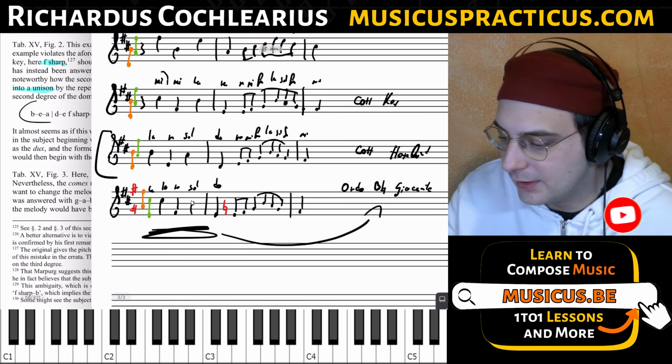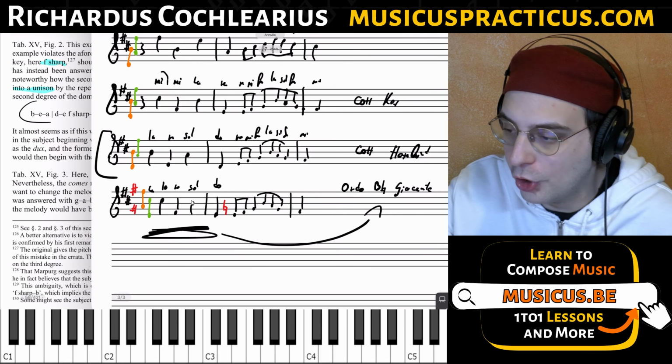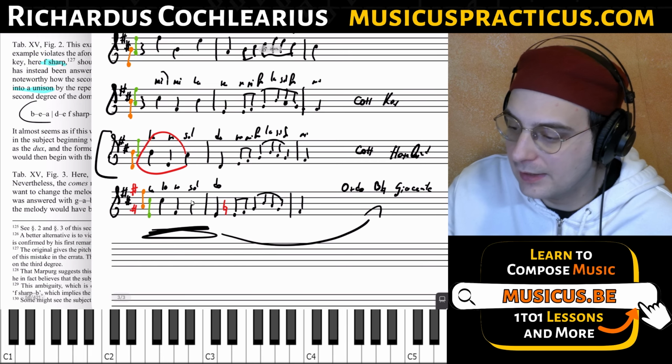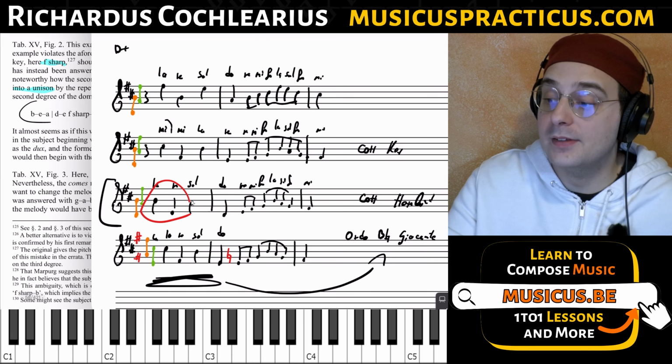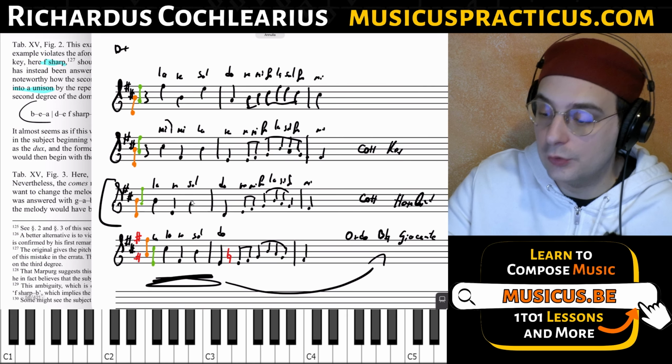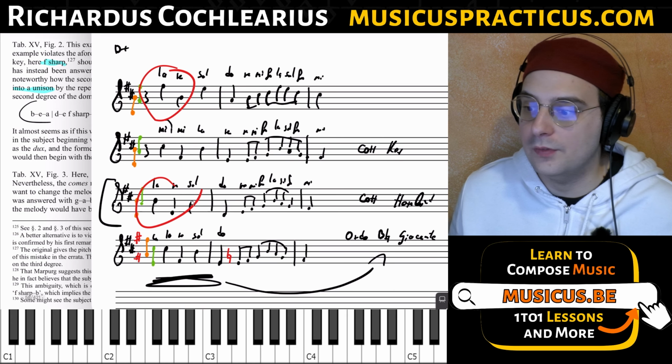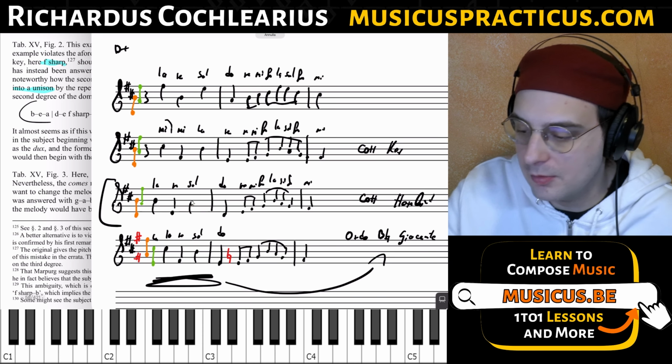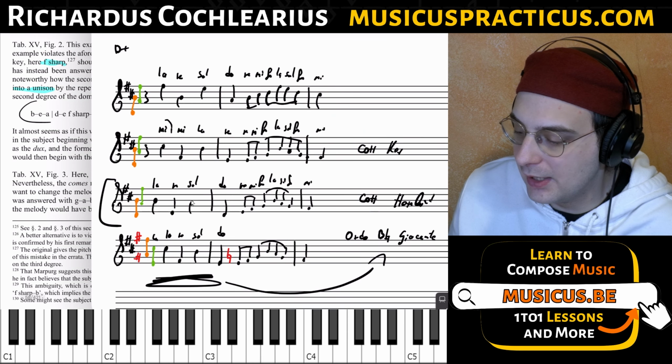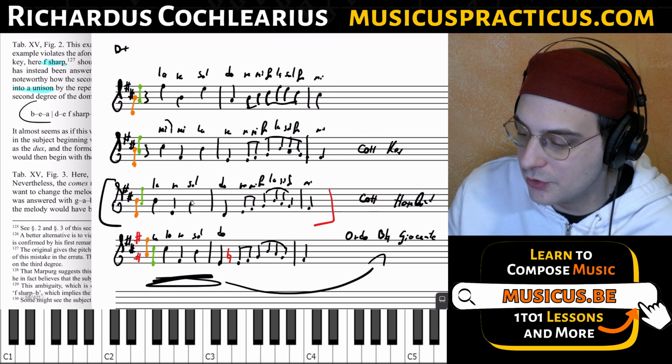So it's saying that in that case this could be the comes starting on the 6th degree and then the answer at the dux. So the dux and the comes then starting on the 5th degree. So inverting them. Okay. In order to stay in D major actually.